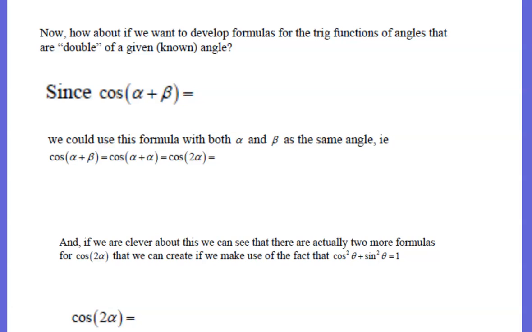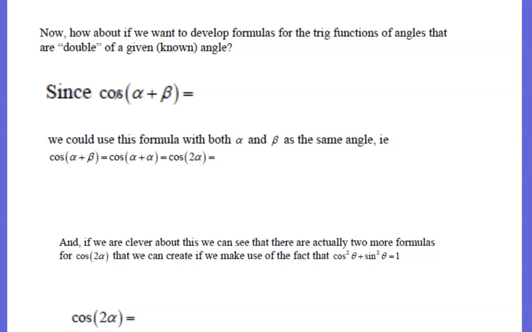Hey guys, I hope you're ready for some more identities today. In the last video, we talked about sum and difference, so adding and subtracting angles inside of a trig function. Today, we're going to talk about what happens if I have a double angle, so an angle times 2, or a half angle, an angle divided by 2, and how we deal with that.